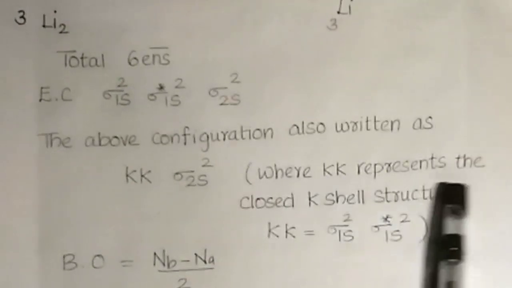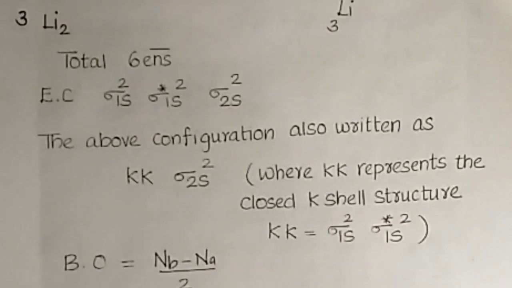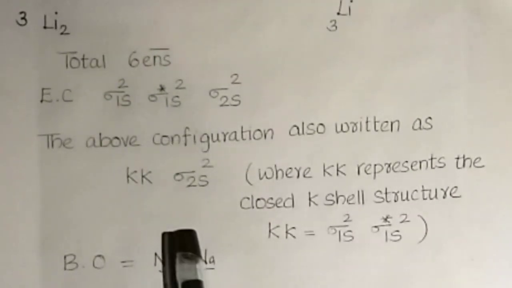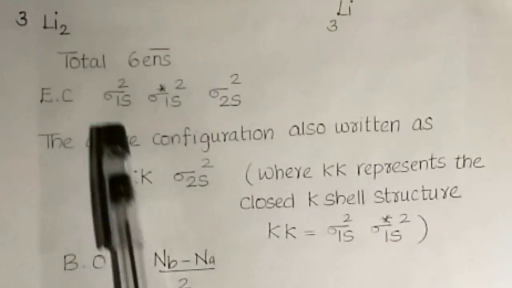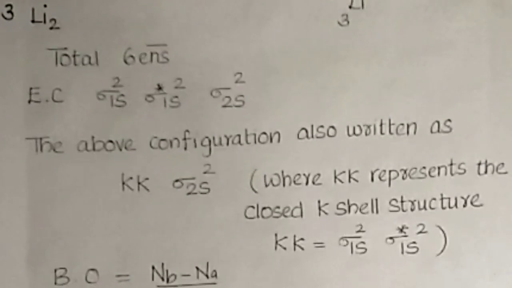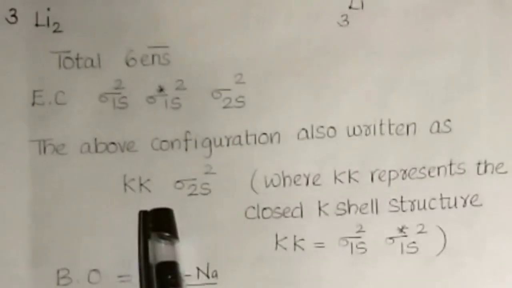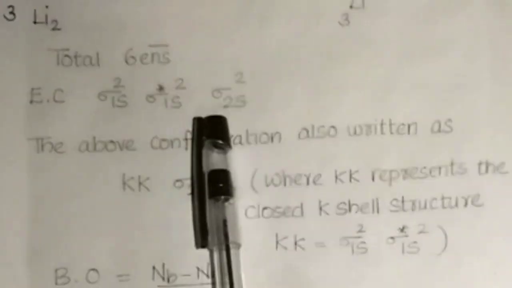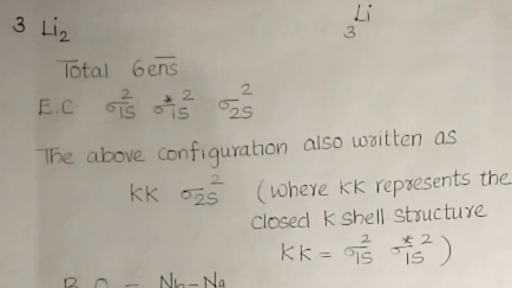That means closed K shell structure. That means completely filled K shell. So we can easily write, instead of sigma 1s2 and sigma star 1s2, we can write KK, which indicates closed K shell, that means completely filled K shell. Then the remaining is only sigma 2s2.